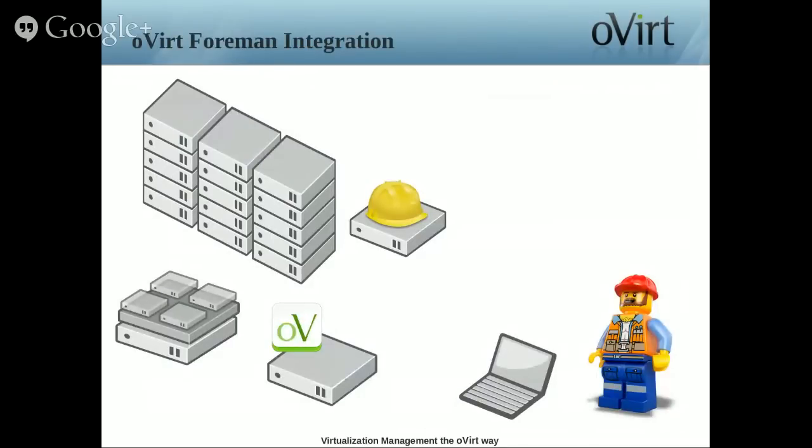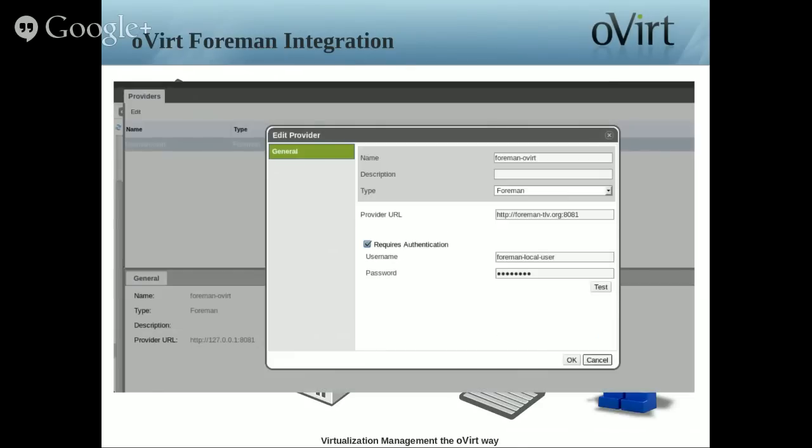oVirt has the ability to have external providers, not only Foreman, it has other providers as well. And in this phase, when we have the Foreman installed and the oVirt installed, we can start and add the information about the Foreman that we have. There are more providers like Glance, Cinder, but I don't want to get inside them. You can ask me later if you want. And when adding the provider to your oVirt management system, it means that the communication between them can start, and the REST API can be used by oVirt.